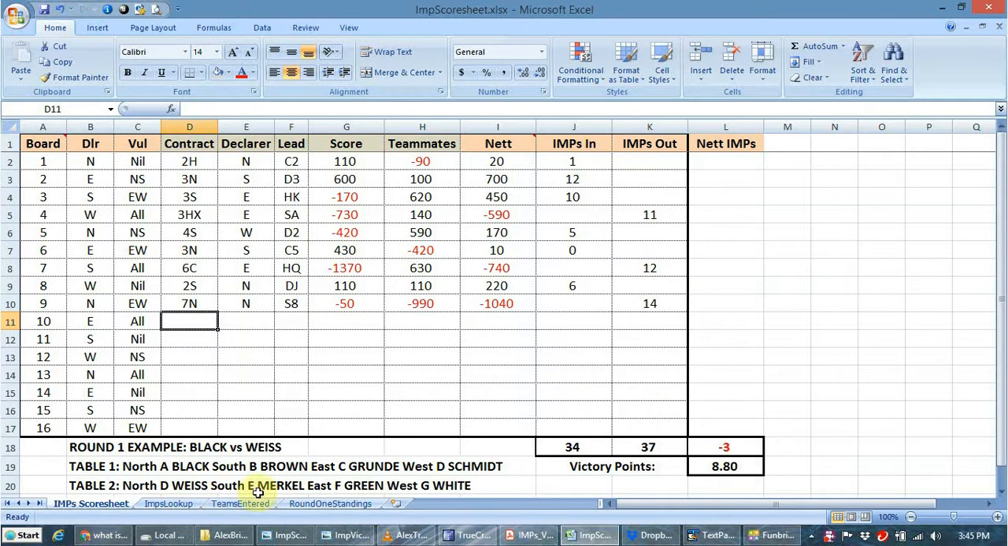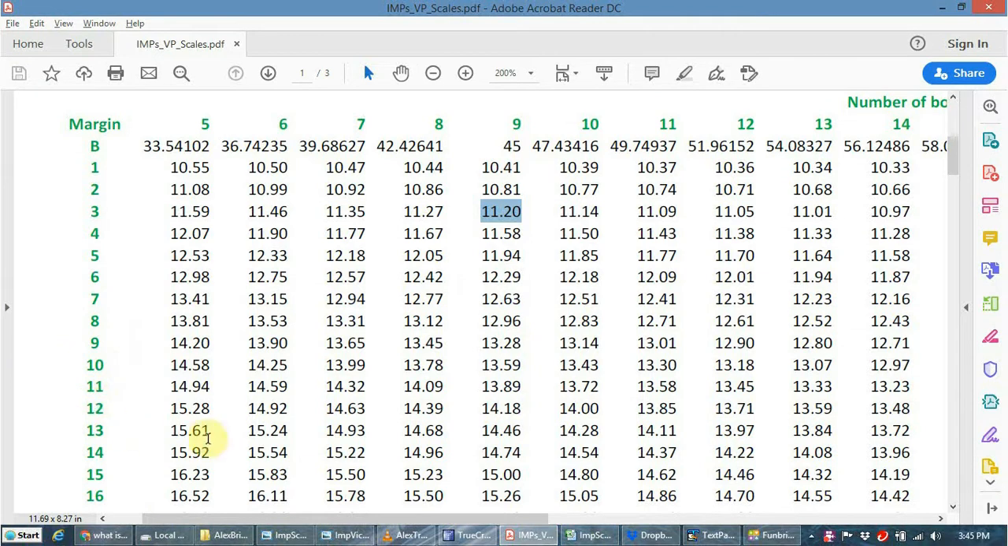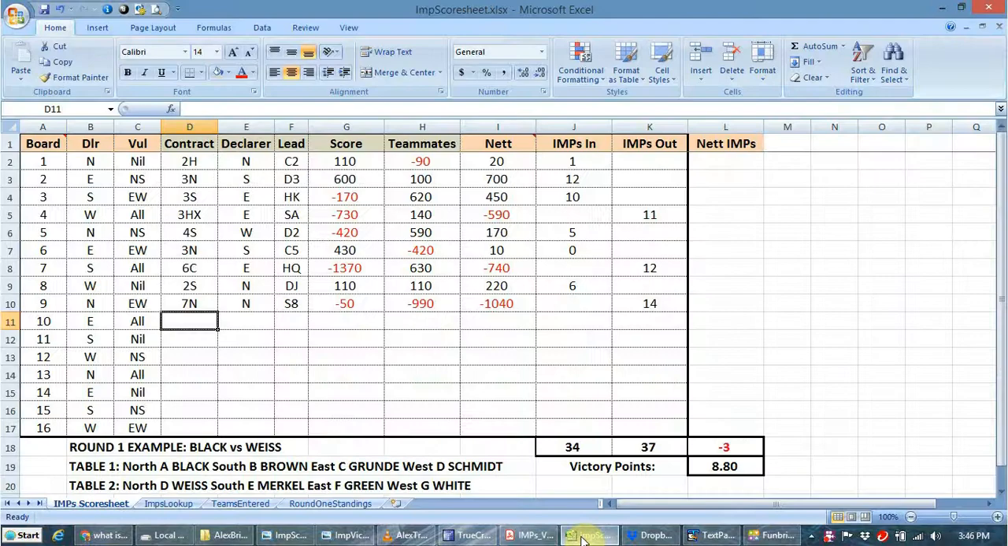For instance, if we had lost the match by, let's say, 13 imps, what would have happened? Well, we would have lost by 13 imps. They would have got 14.46 victory points, and we would have been left with just 5.54. 20 minus 14.46, so we would have been left with 5.54. So that's how an imps match works. There we've lost by 3 imps.